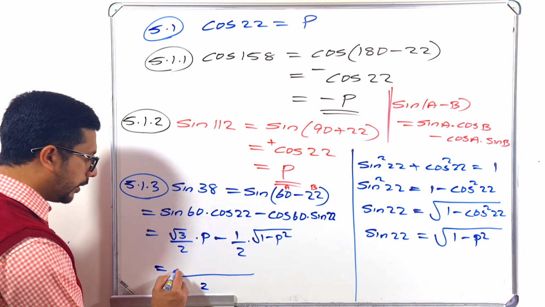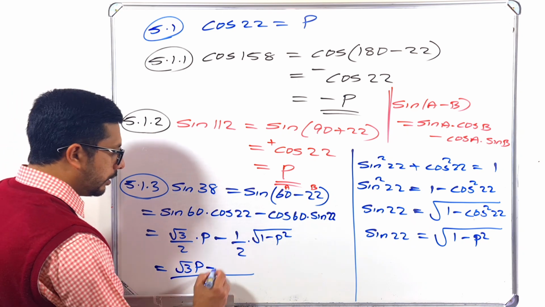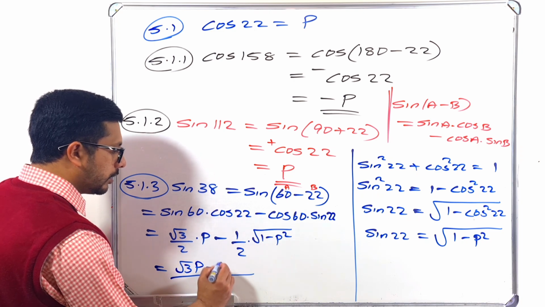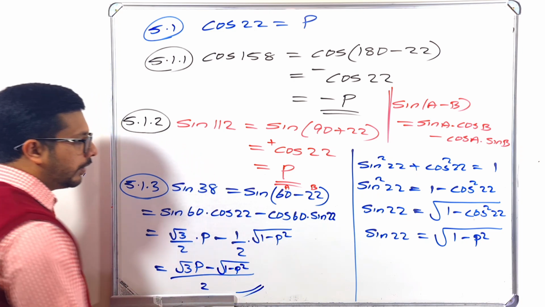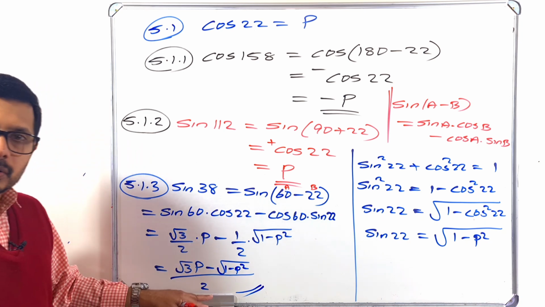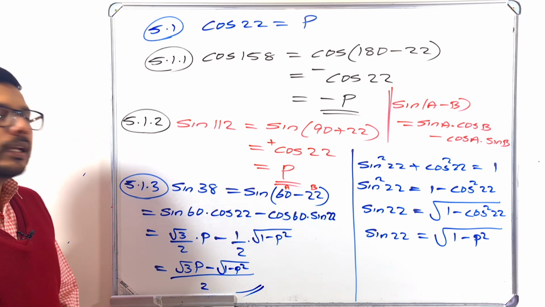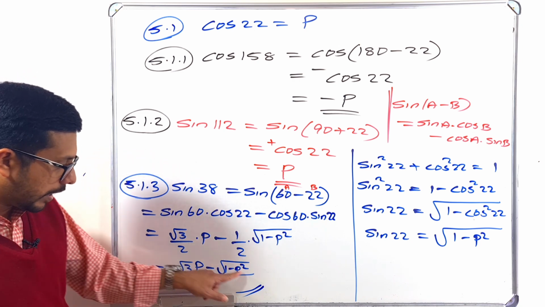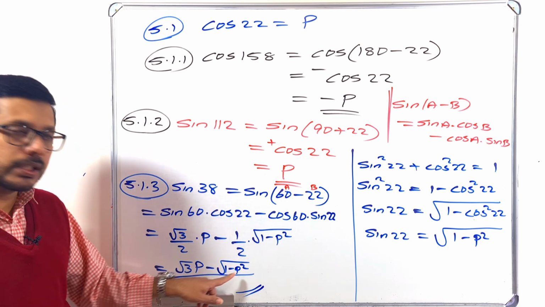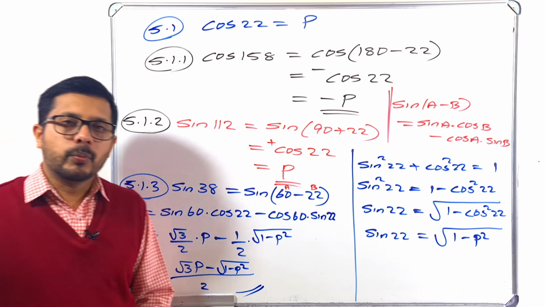Okay, so what is remaining? Root 3 P minus, then here it is 1 times this one, that is root of 1 minus P square. Anyway, either we can leave it like this or we can simplify further. So that answer is in terms of P. In this answer we can see that everything is in terms of P. So that is question number 5.1.3.